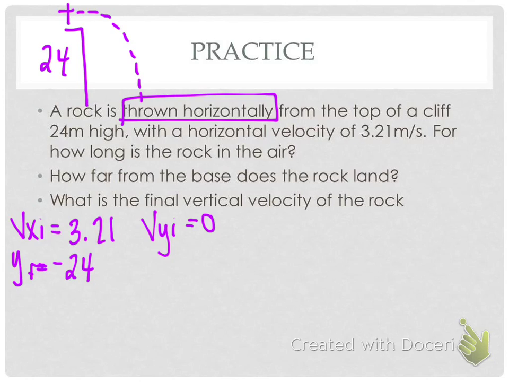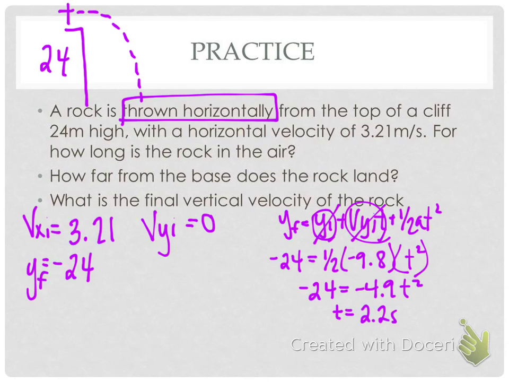Okay, so what equation should we use to solve for time? Yeah, the second vertical. Okay, we're going to use that one a lot. So how long is the rock in the air? We use the second kinematics equation in the vertical direction. We solve for time. Okay. How far from the base? What variable does that mean we're solving for? X final.